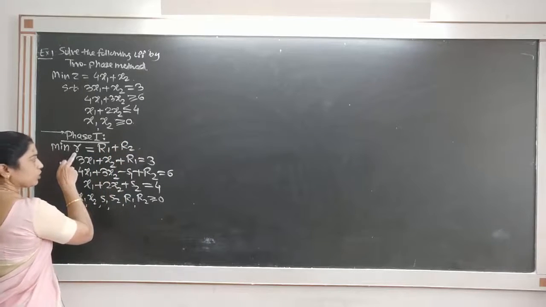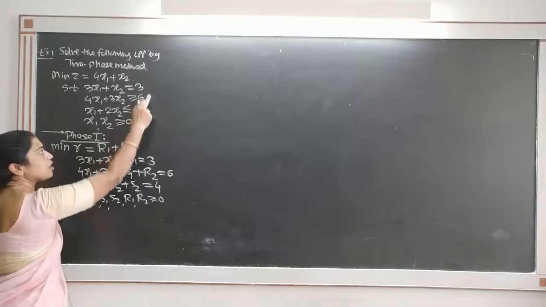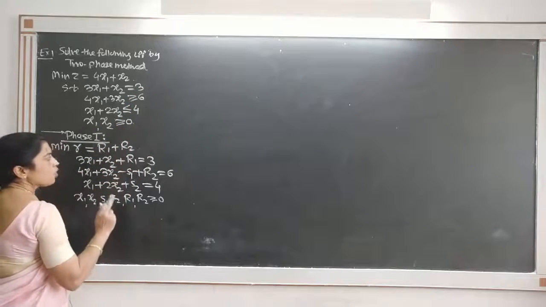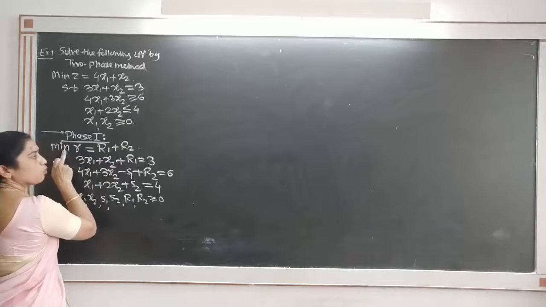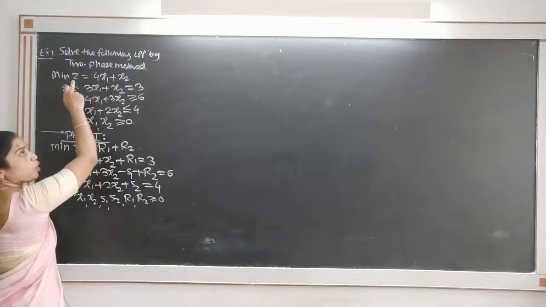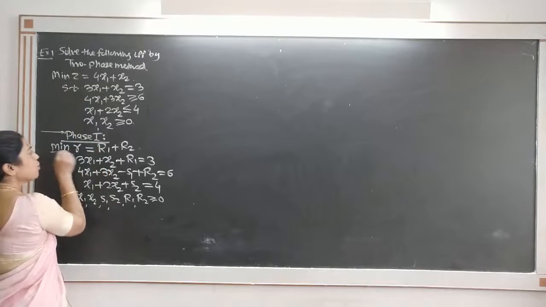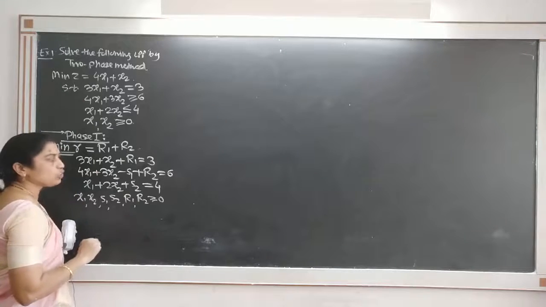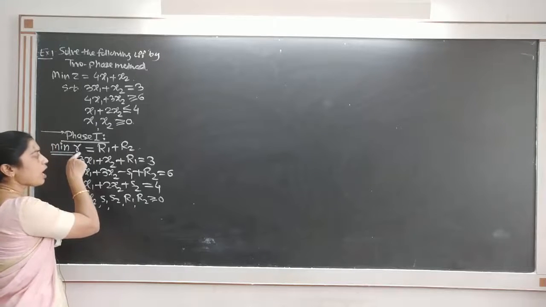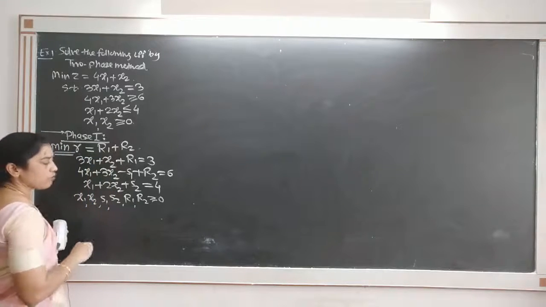So observe the change. We have considered the standard form of LPP as it is. Only the change is we have the objective function always minimization R. Though the problem is minimization or maximization, in phase 1 we always consider the objective function to be minimization of R, where R is the sum of artificial variables.